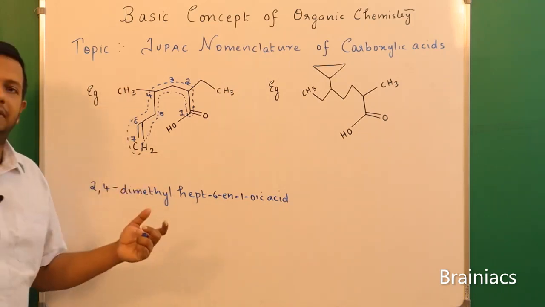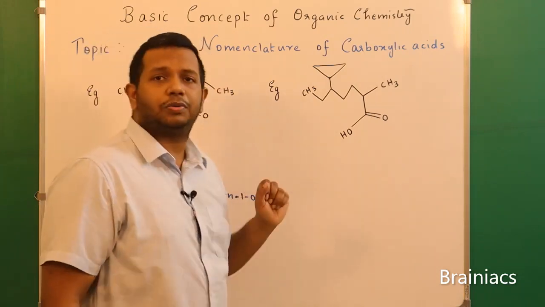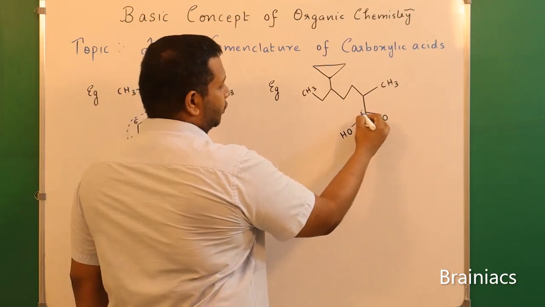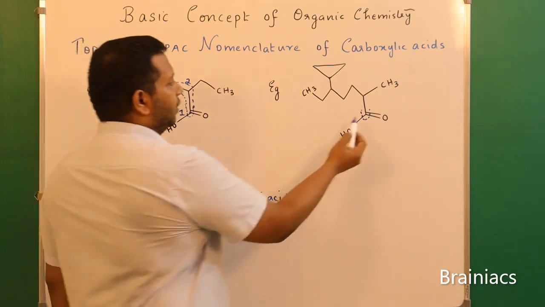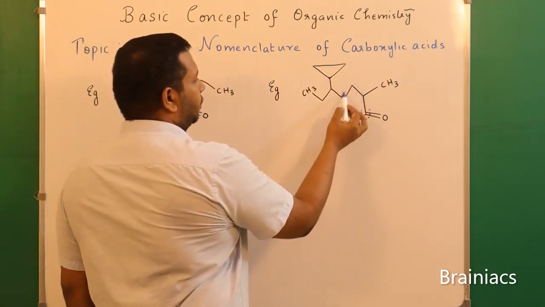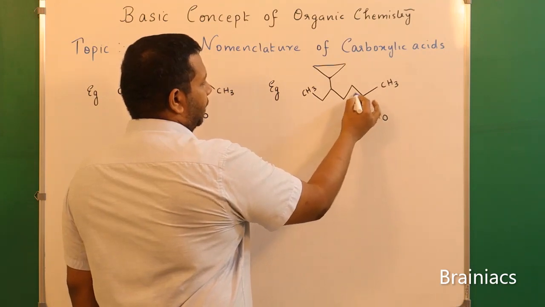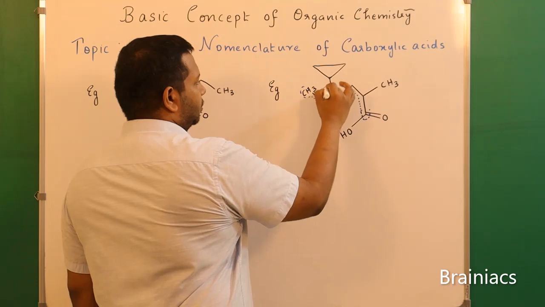Now let us discuss the next question. Here also I am looking for the functional group. I could see here C double bond O OH. So this is the functional group. So I should start selecting the parent carbon chain from here. Then I know that I will go like this 1, 2, 3, 4, 5, 6, 7. So that is my parent carbon chain. Okay, so I have chosen that.